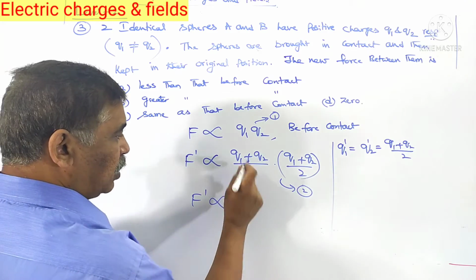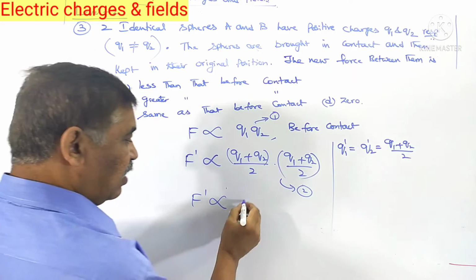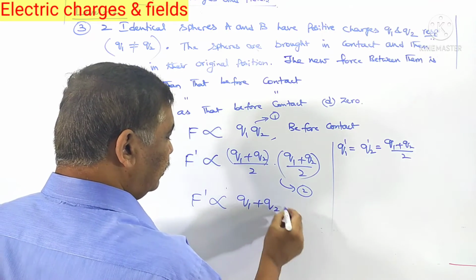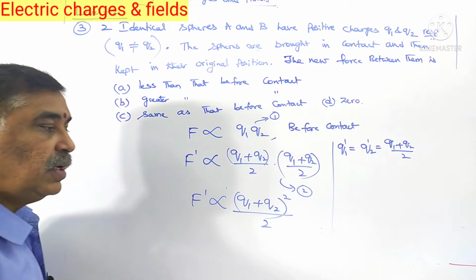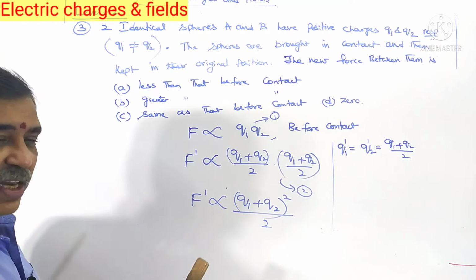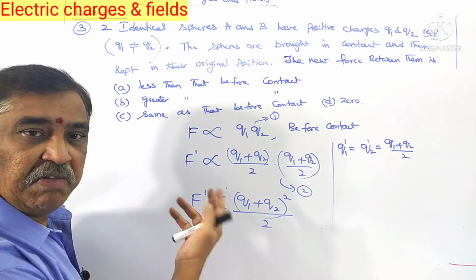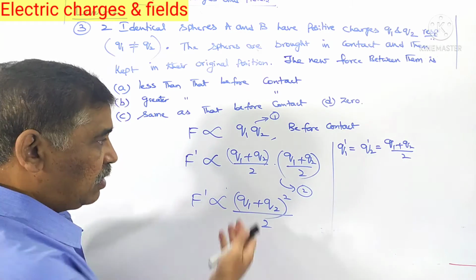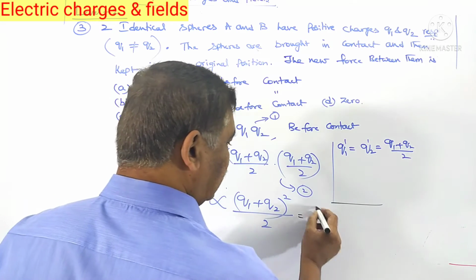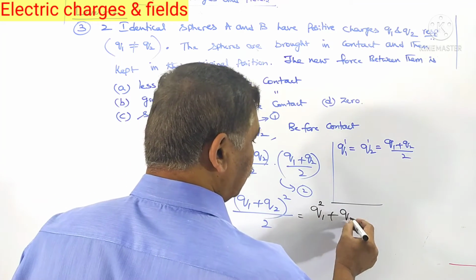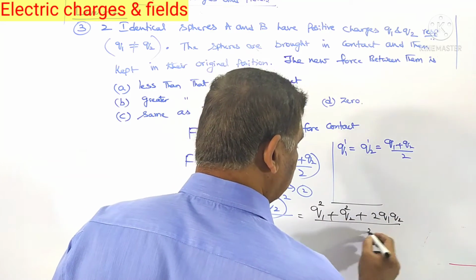So F dash is proportional to (Q1 + Q2) into (Q1 + Q2). The product is there. You can write this as (Q1 + Q2) whole square divided by 2. Now we can go for a little bit of simplification because numerical values are not given. We just have to compare these two equations, which is greater. Using the (A + B) whole square formula, this gives us (Q1 square + Q2 square + 2Q1Q2) divided by 2.